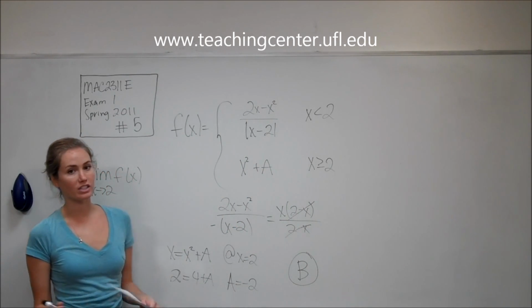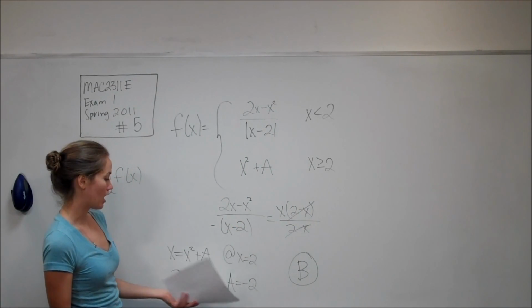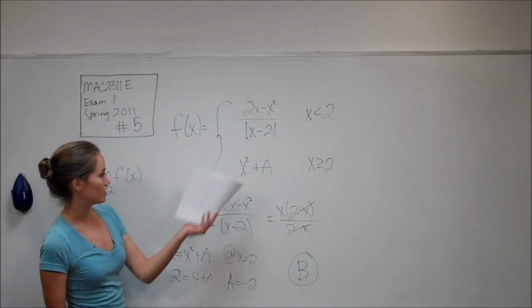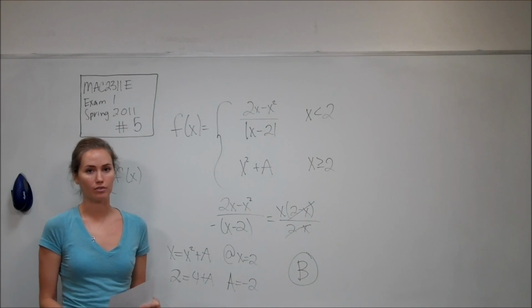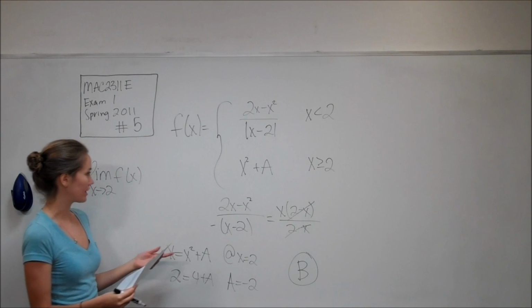And then we can always go back and check that that's right just by putting that back into the equation and making sure that it all works out. Our a equals negative 2. And that's it for number 5.